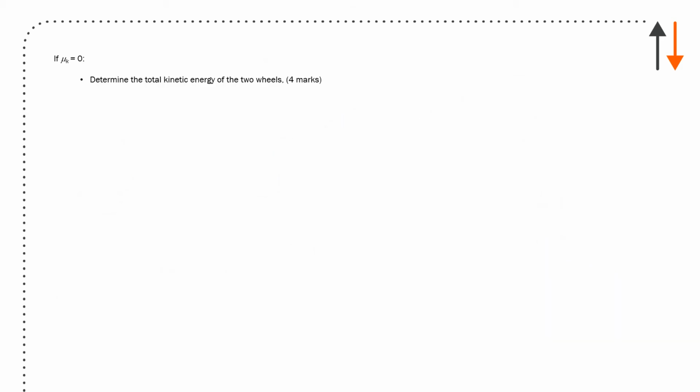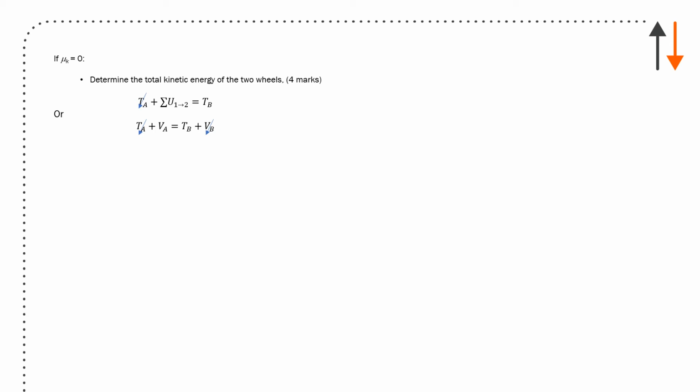If mu k equals 0, determine the total kinetic energy of the wheels. So typically, if I solve these problems, I use conservation of energy, T_A plus V_A equals T_B plus V_B. Both will give the same result. The important thing is, one, at the beginning, there is no motion, so the kinetic energy at A is 0.